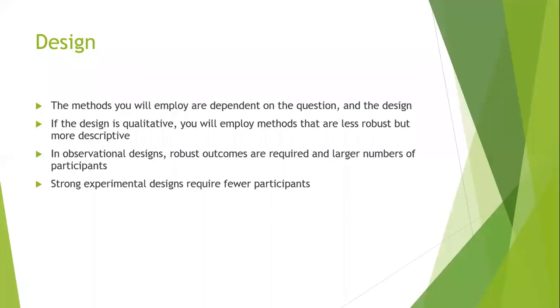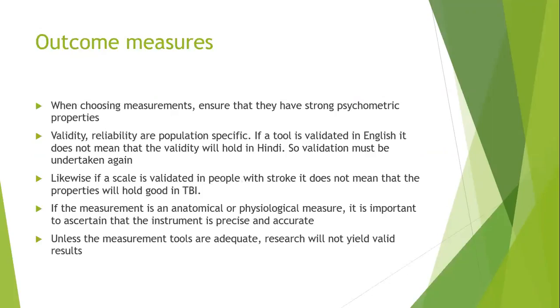In observational designs, robust outcomes are required because there is no randomization in this. You're simply observing the people the way they are, and hence you require a large number of participants. So cohorts are usually very large. If the experimental design is very strong, there are lots of controls for bias, then you require fewer participants. One important case in point here is if the participants act as their own controls, like in repeated measures design, the number of participants required becomes less because the bias is controlled in many ways.